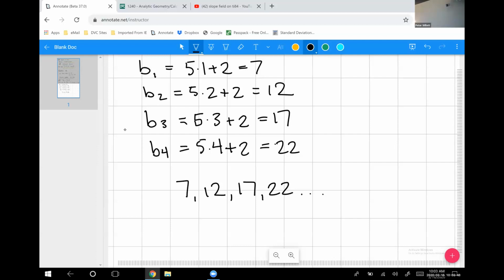Okay, so let's look at an example from the book and introduce the next concept. I'm going to erase the page I have here so that we can start fresh.